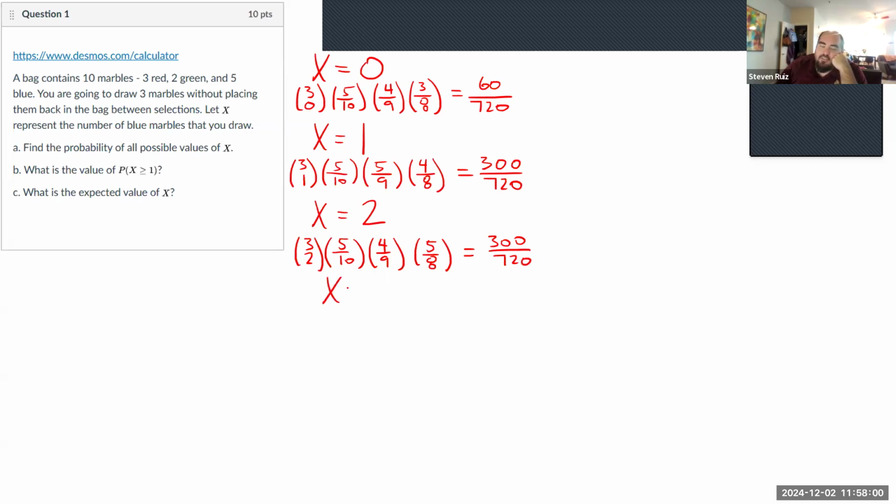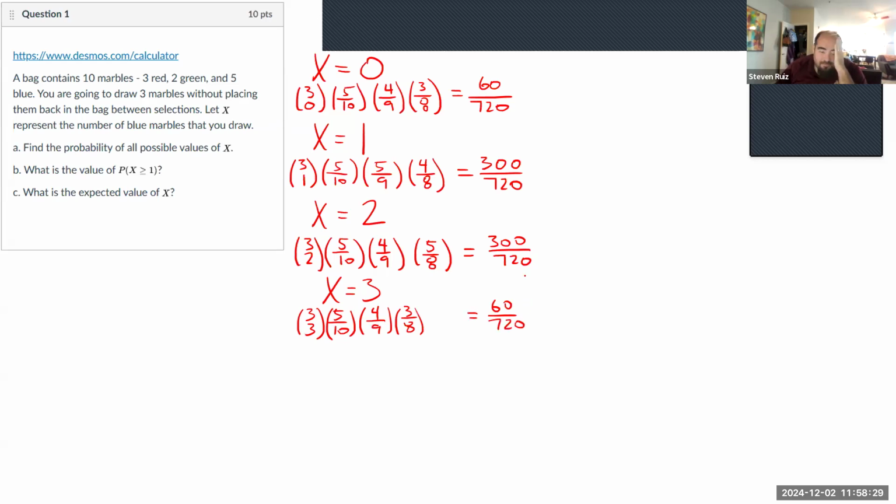So finally, when x equals 3, let's follow the pattern here. Now I want all my marbles to be blue, which means that'll be 5 out of 10, then 4 out of 9, then 3 out of 8. I mean, that's identical to the calculation I did first. So that'll be 60 out of 720.